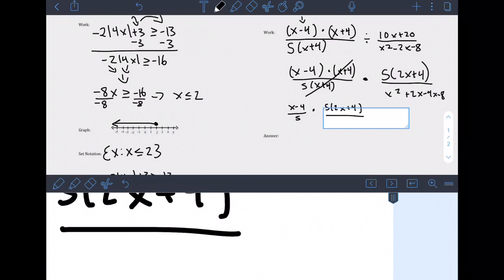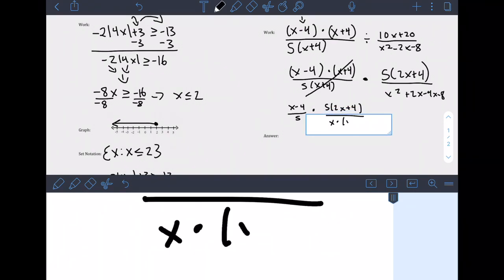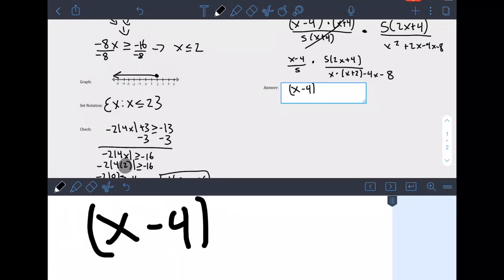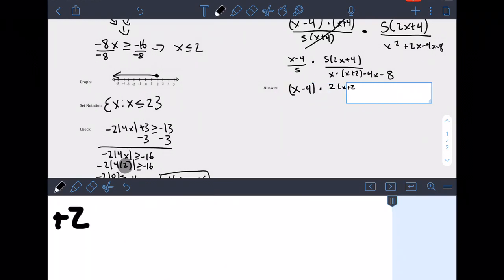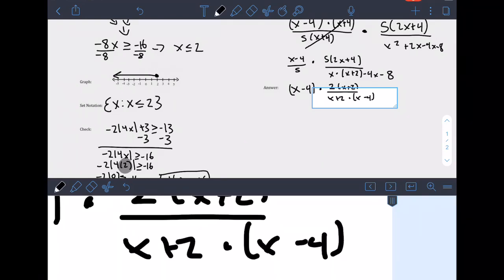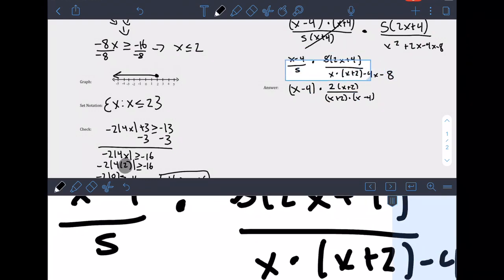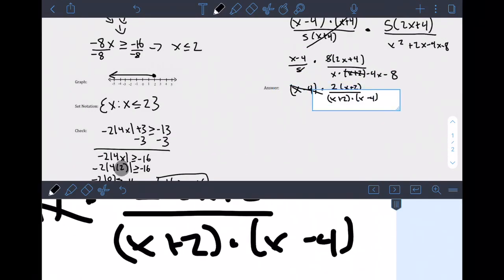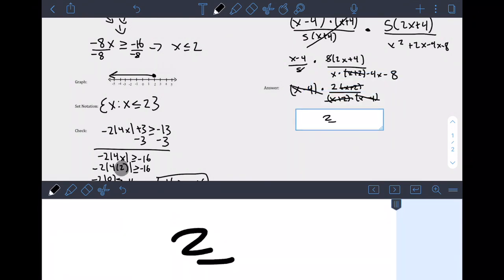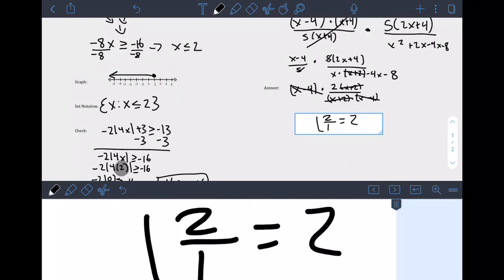And then I'm going to factor out x, so x times parentheses x plus 2 minus 4x minus 8. And then for the next step, I rewrote x minus 4 times 2 parentheses x plus 2 over parentheses x plus 2 times parentheses x minus 4. And you'll see at the end, in the last step, I canceled out the 5 and x plus 2. And the last step is really easy. All I have to do is cancel out x minus 4 and x minus 2, and I will get 2 over 1, which is equal to 2. Alright, so I hope you enjoy my project.